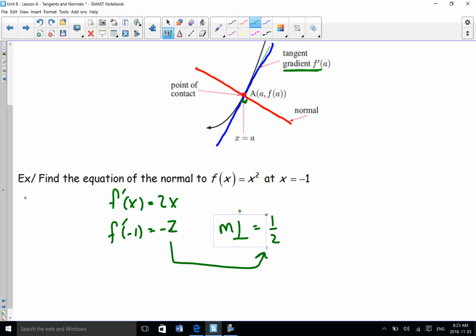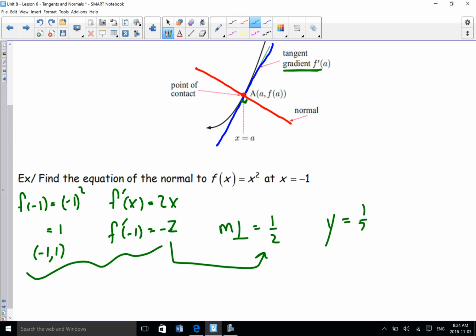We knew that the original point, when we put in negative 1, we had negative 1 squared, okay? And that came up to 1. Notice that all of this is exactly the same. That's the same as what you did for a tangent. We're just looking at the normal now. So the only difference is our slope.